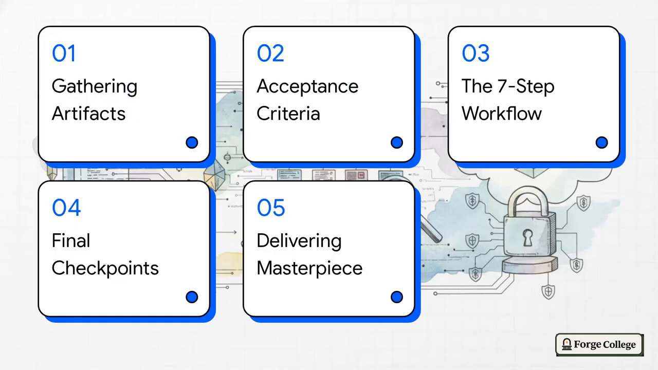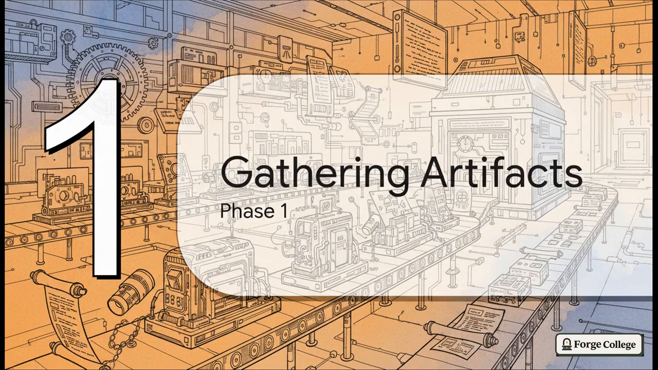All right, here's our flight plan for today's explainer. First, gathering artifacts. Second, acceptance criteria. Third, the 7-step workflow. Fourth, final checkpoints. And lastly, delivering your masterpiece. We're going to cover exactly how to assemble, test, and box up these modules without any unexpected explosions on the launch pad. Okay, moving right into Phase 1, gathering your artifacts.